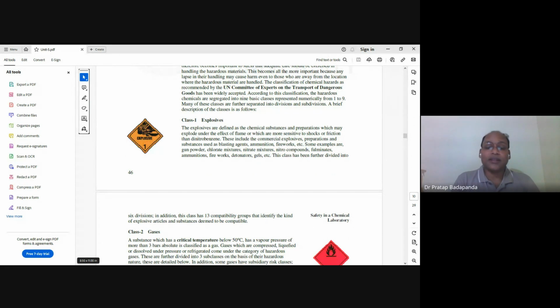Sometimes what happens is we use some compounds in a hurry and forget to understand these things. So experience is the most important factor. Then we come to the point: compounds that include commercial explosive preparations and substances used as blasting agents, ammunition and fireworks, etc. Some examples are gunpowder, chlorate mixture, nitrate mixture, nitro compounds, fulminates and ammunition, fireworks, detonators, etc.